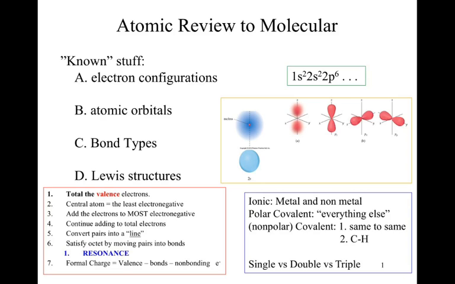Bond types, which we've shifted into that lower right-hand corner. We've got ionic, polar covalent, non-polar covalent, which is relatively minor, but then our other bond type that we could reference would be single, double, or triple. And we'll look at the nuances of where those are coming from.